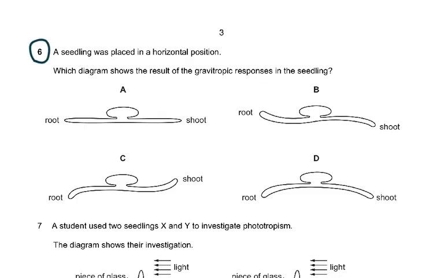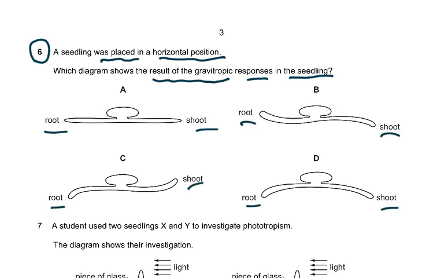Now coming to question number 6: a seedling was placed in a horizontal position. Which diagram shows the result of the gravitropic responses in the seedling? So we've got to see the gravitropism in the shoot and the root, and they've labeled root, shoot, root, shoot. They've labeled it all. Now, what is the normal thing? The root should go towards gravity. So, okay, this is the one. So I'd say this is correct.